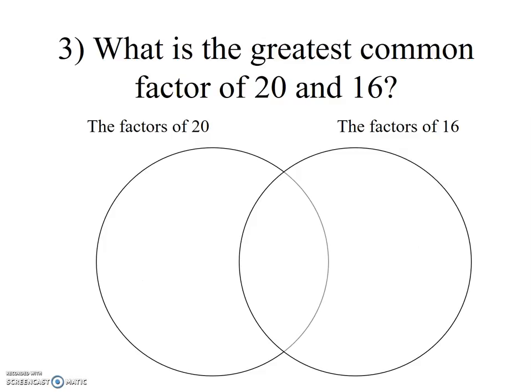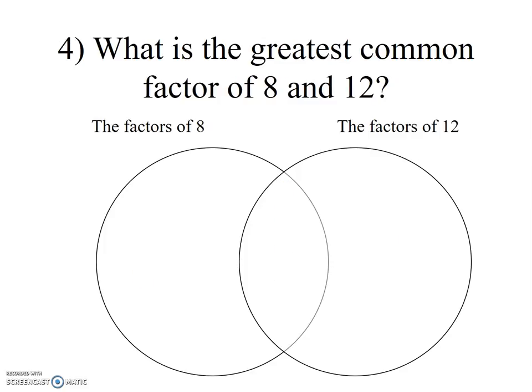Let's try number 3. Find the GCF of 20 and 16. Pause the video and do this in the work section of your WSQ. Okay, let's give it a shot. Here you go. When you list all the factors and put the common ones in the middle, you get common factors of 1, 2, and 4, making 4 the GCF.